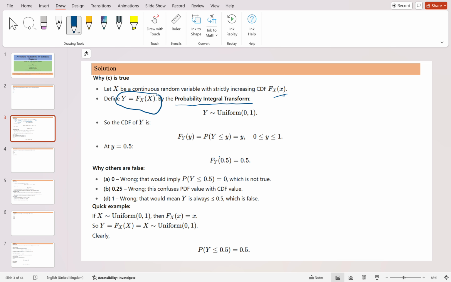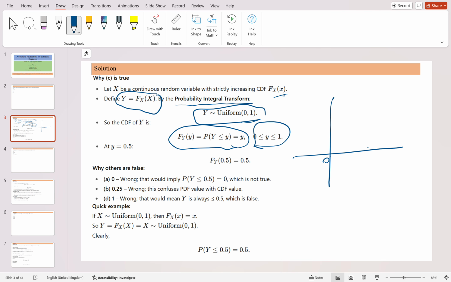So the CDF will simply be equal to y, for y between 0 and 1, because it's a uniform distribution between 0 and 1. When you plot it, it simply goes from 0 to 1 like this. So what is the value here? It's simply y. So at y equal to 0.5, it will simply be 0.5, because the area is up to 0.5.